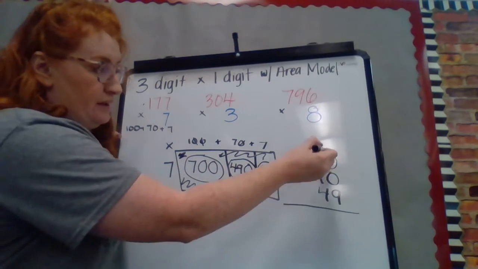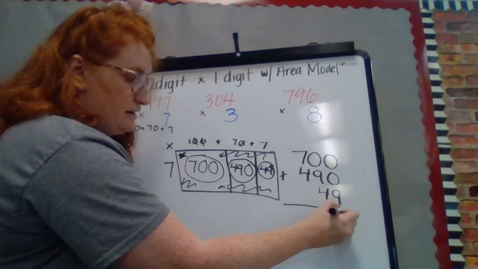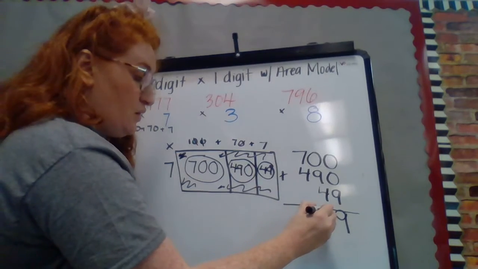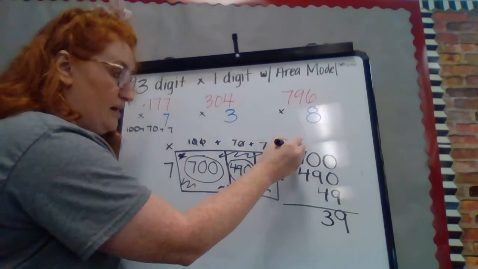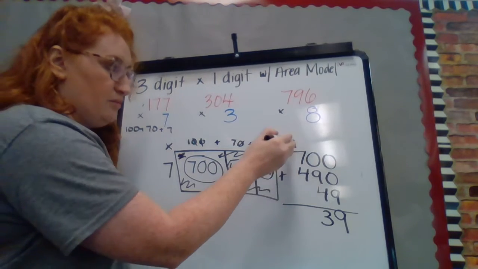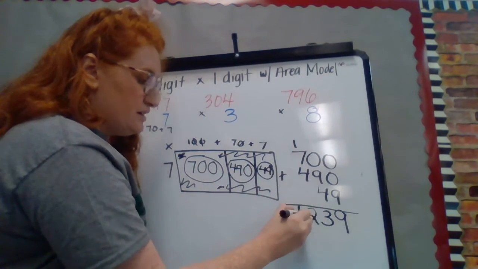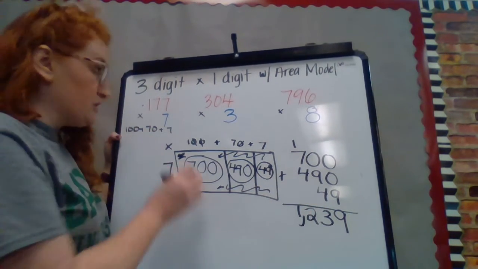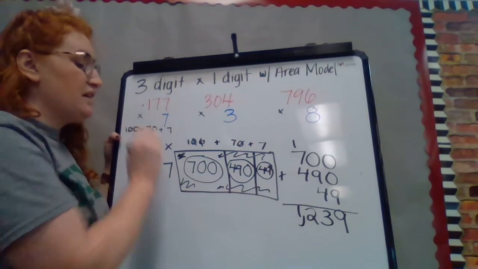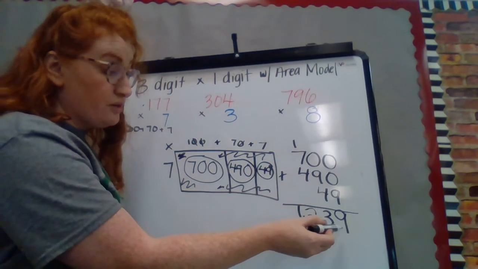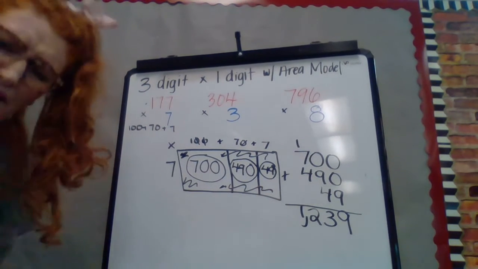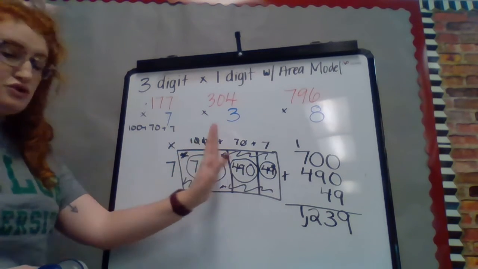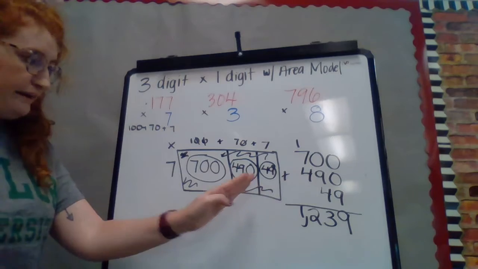So here we go. 0 plus 0 plus 9 is 9. 0 plus 9 plus 4, we know 9 plus 4 is 13. We have to keep our 3 here, and we carry up. Then we have 7 plus 4, which is 11, plus 1, which gives us 12. We have to remember every 3 numbers, 1, 2, 3, there's a comma. So our answer to 177 times 7 is 1,239. So that was pretty easy, right? It's the same process as yesterday, except the only thing that changes is instead of 2 slots in the box, we have 3.